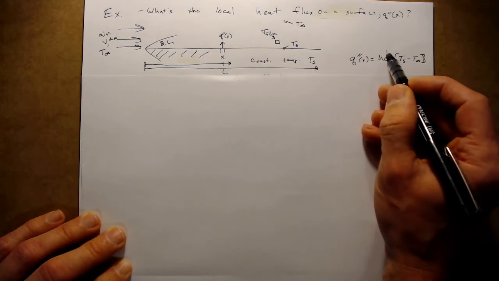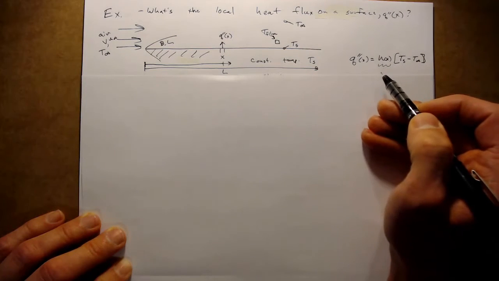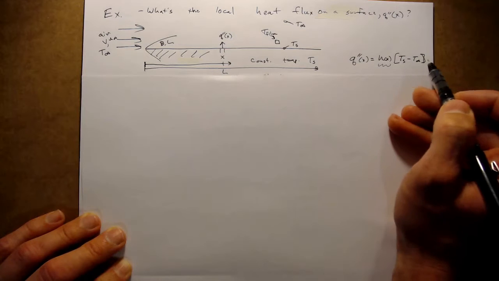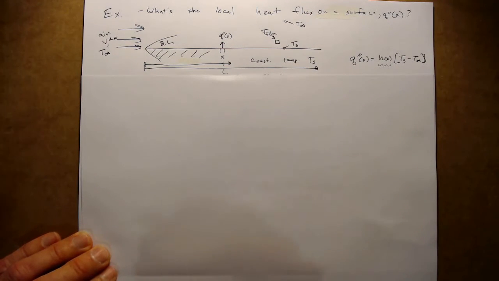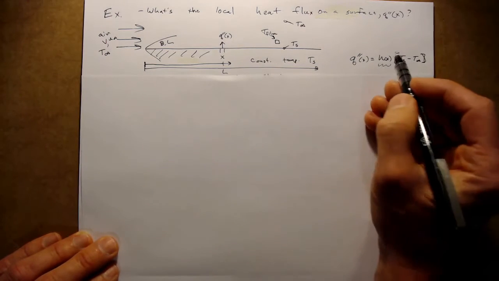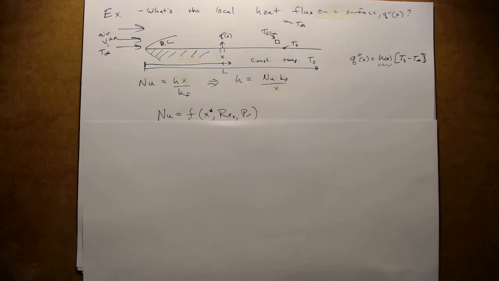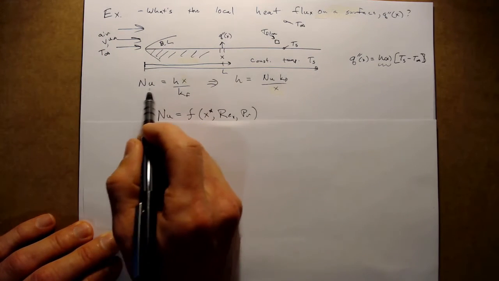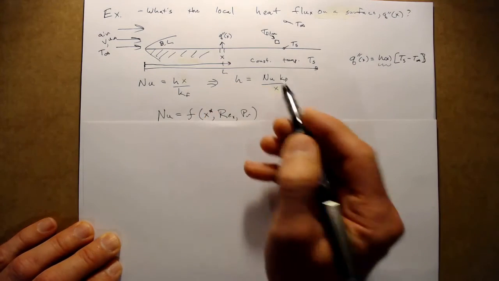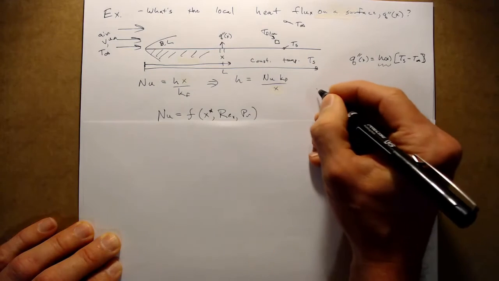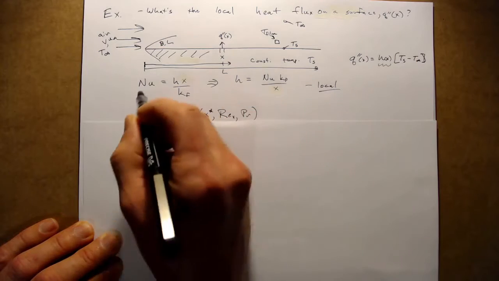So if we knew what H was, then we could just say that the heat flux at that position is equal to H times Ts minus T infinity. So our goal in many heat transfer problems involving convection is to find out what H is for this case of interest. As we said before, if we can find the Nusselt number, we can find H. Now we're interested in a local position, single position of H. So we want the local heat transfer coefficient and the local Nusselt number.